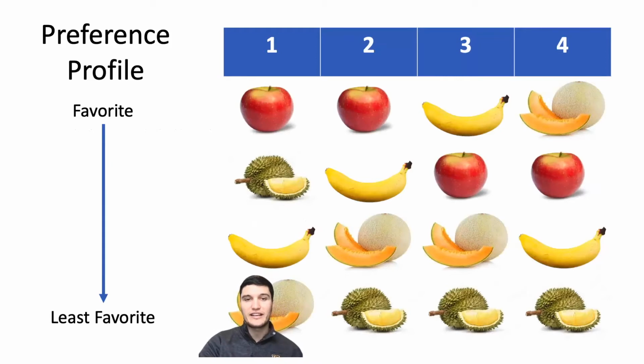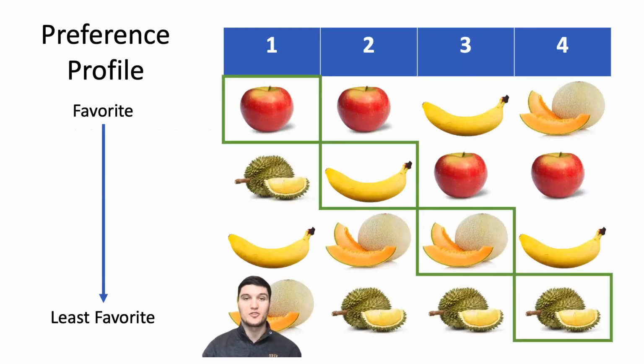From this information, we're going to calculate an allocation. So for example, here's one possible allocation. We could give the apple to agent 1, the banana to agent 2, the cantaloupe to agent 3, and the durian to agent 4.